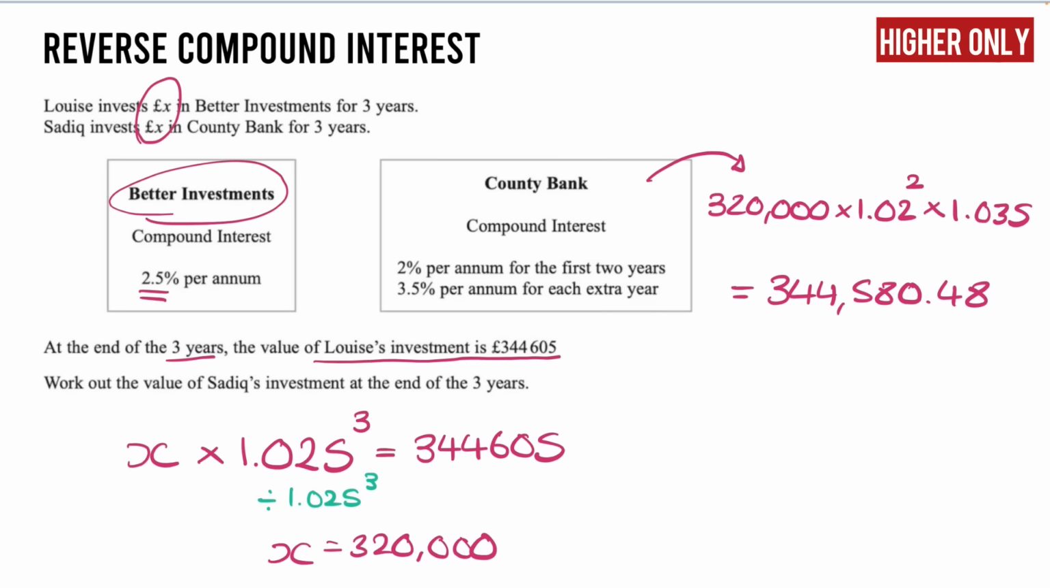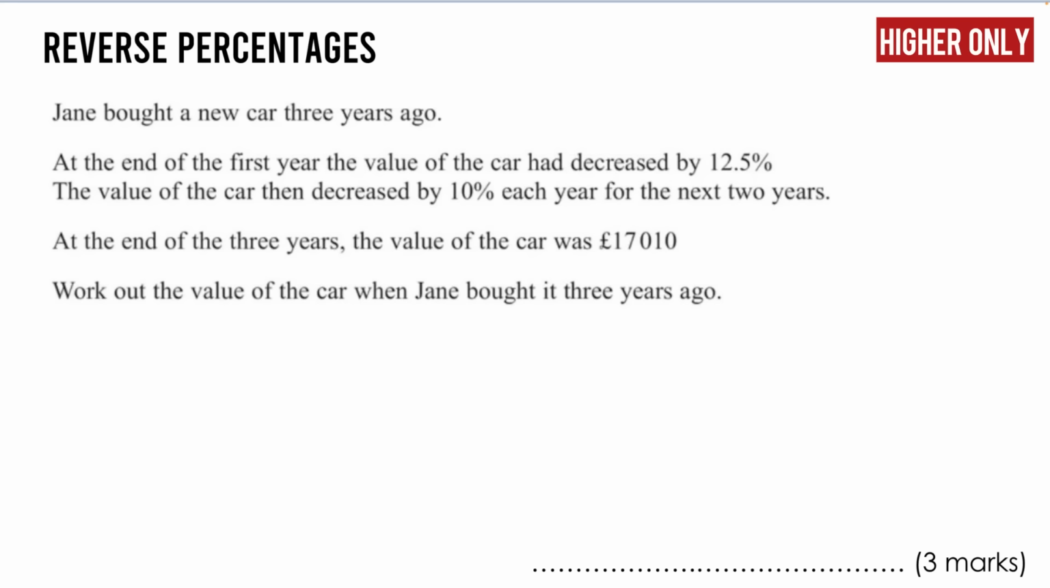Okay, so in this question we're having a look at some reverse percentages, and this is about depreciation. So it says here that at the end of the first year a car had decreased by 12.5%, and then it decreased by 10% each year for the next 2 years, and at the end of those 3 years it was £17,010. We want to know the value of it 3 years ago.